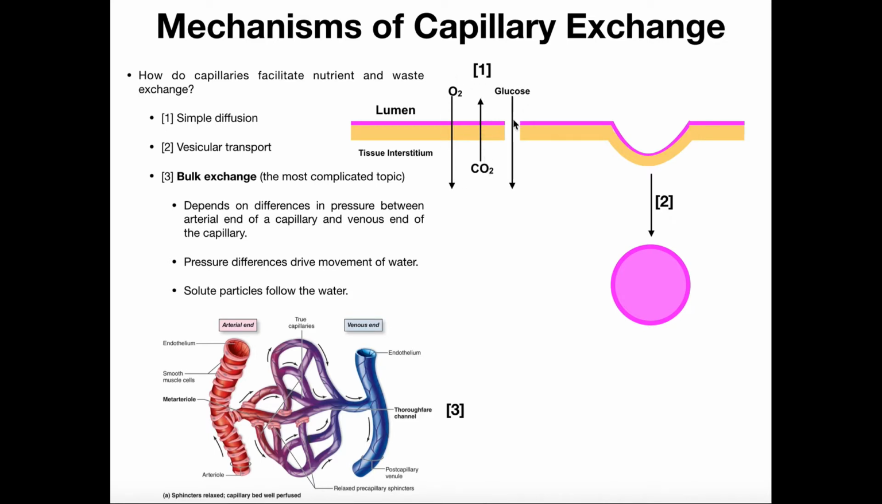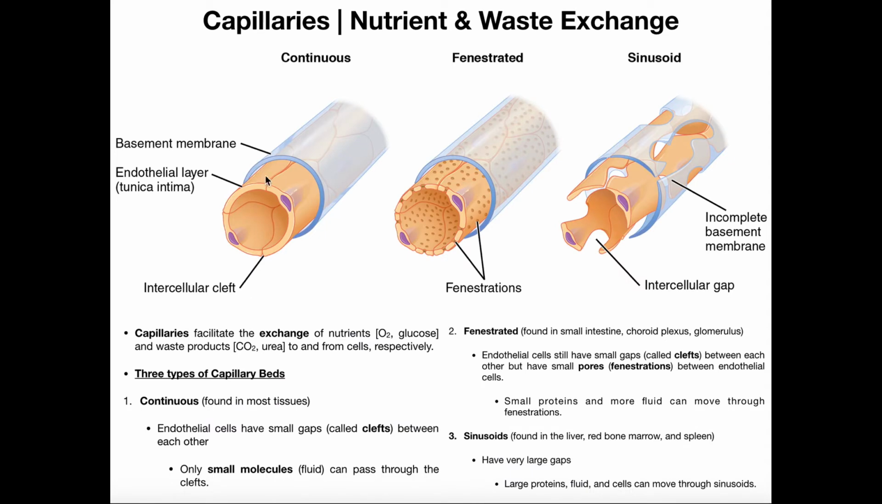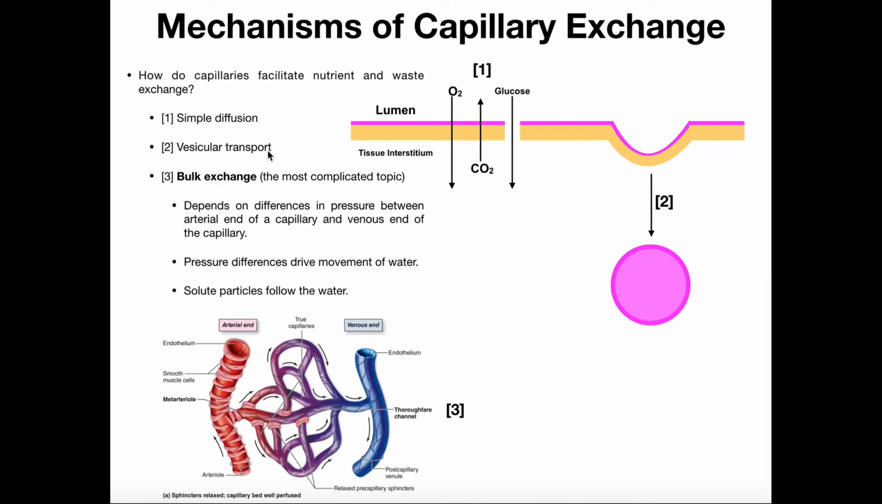Glucose can actually move through spaces between the capillary cells. For example, if we were to look back at this slide right here, even in continuous capillaries, there are clefts between the individual simple squamous cells that make up the blood vessel, that is the endothelial layer. And so certain molecules like glucose can actually squeeze between those. But we're going to lump all that together as simple diffusion because it's movement of particles and gases from high concentration to low concentration. So that's pretty straightforward.